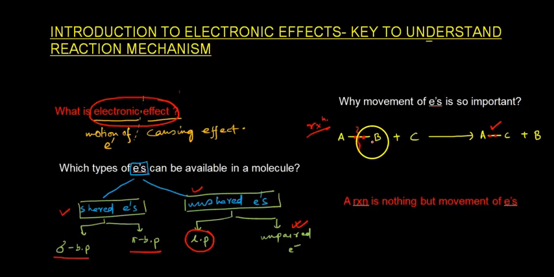In another way, if you look at it, there is a shared electron pair between A and B. Now during the reaction, this shared pair of electrons has moved between A and C. So I can say a reaction is nothing but movement of electrons. You can also pitch it another way.